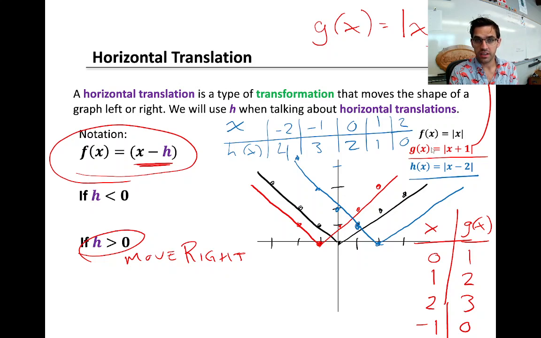Now, g of x in red: we're adding 1 to x, and it's inside the absolute value symbols. So this is going to count as a function transformation.